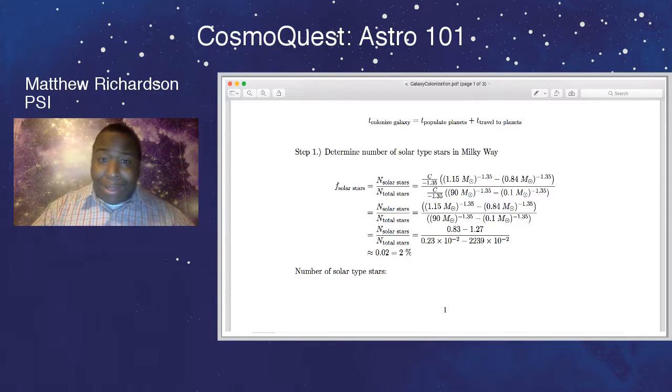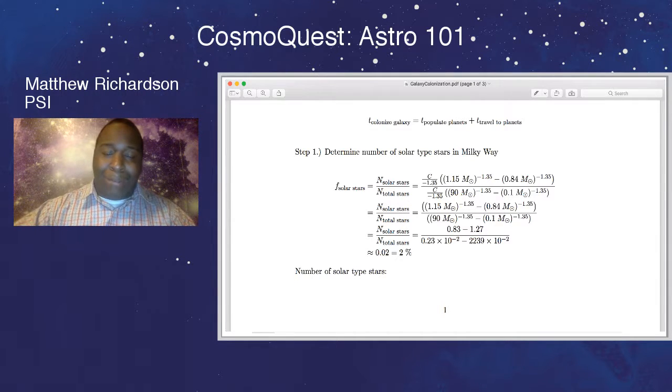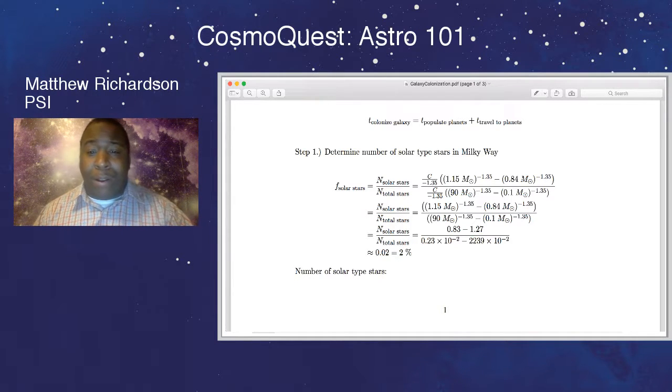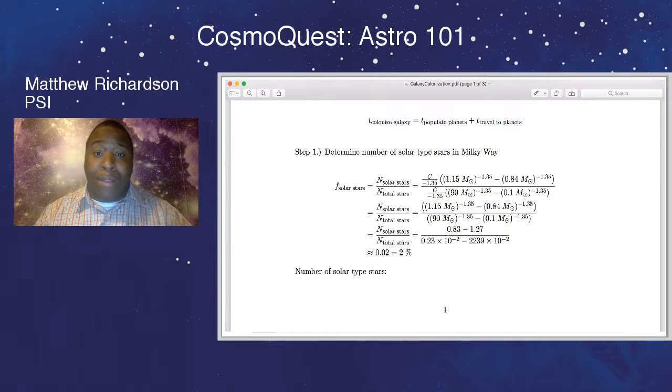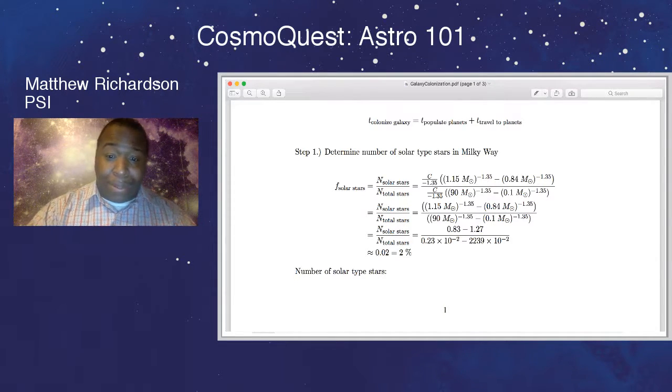When we did this initially, I defined the mass range for solar type stars to be between 1 and 2 solar masses. That was not a really good mass range to use. So in this case, I assumed that all the solar type stars are G-type stars, using roughly the mass range that corresponds to G-type stars, between 0.84 and 1.15 solar masses. Using that mass range, we get roughly 2% of the stars in the Milky Way being solar type stars.